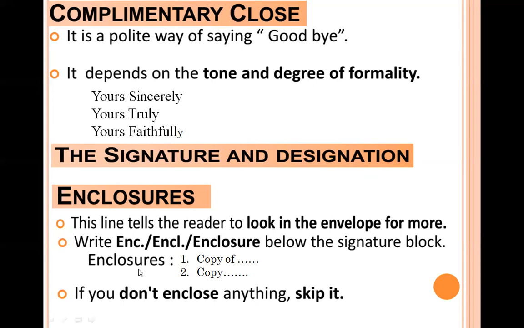So we write the word enclosures and we add the number of things that we have added. Suppose at the end of the letter, you have attached with the letter a copy of order, copy of the bill. So you can write copy of order, copy of bill this way. But if you have not enclosed anything, skip this part.